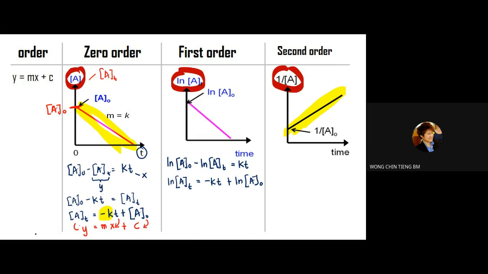Kot-kot lah. Bila kamu susun balik, kamu dapat yang ni. Balik rumah boleh cuba susun balik. Kamu akan dapat pakit ni sebagai Y. Pakit ni adalah mx. Pakit ni adalah C. Again, intercept kat sini adalah ln A0. The same reason. Because at here, time is 0. Reaction belum bermula. Betul? Again, kenapa line dia adalah negatif? Sebab kamu akan dapat yang ni.